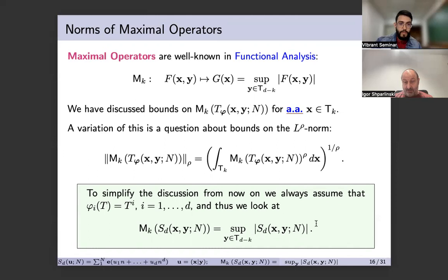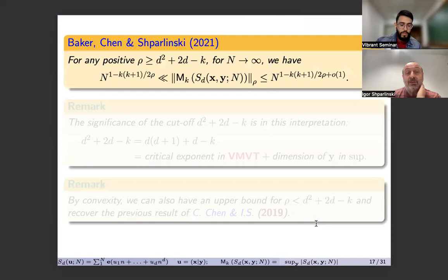So what we proved here, in joint work with Roger Baker, Changxing Chen, and myself, is that for any positive rho which exceeds d to the k squared, d squared plus 2d minus k, you have these two-sided bounds. The most important thing is not how the bounds look, but that they're the same. So we know the exact value, up to little o in the exponent, for the L rho norm of this operator. This exponent looks a bit exotic, but in fact it's not, because it has a natural interpretation.